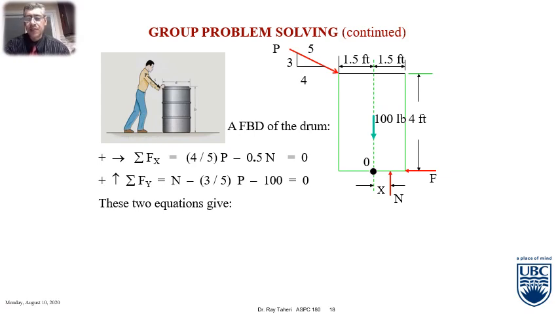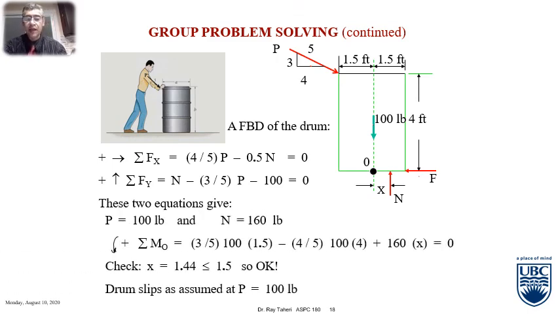I wrote the equations here: the sum of the forces on x equals 0, we have this and this here, and the sum of the forces on y equals 0, we have the y component of this, the weight and the reaction force. You can simply solve it, and in this case you realize that the x, which is this length, is equal to 1.44, which is smaller than half of the width. So it still is okay. Our assumption is correct, and therefore this drum, this barrel, will slide. It does not tip.